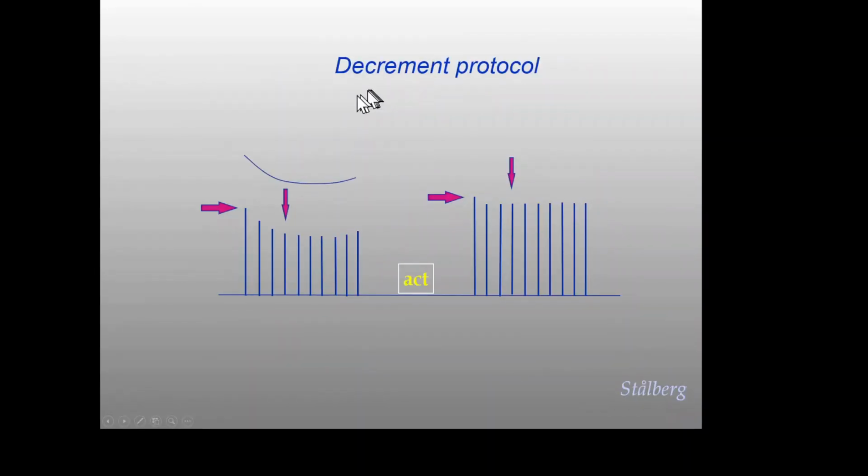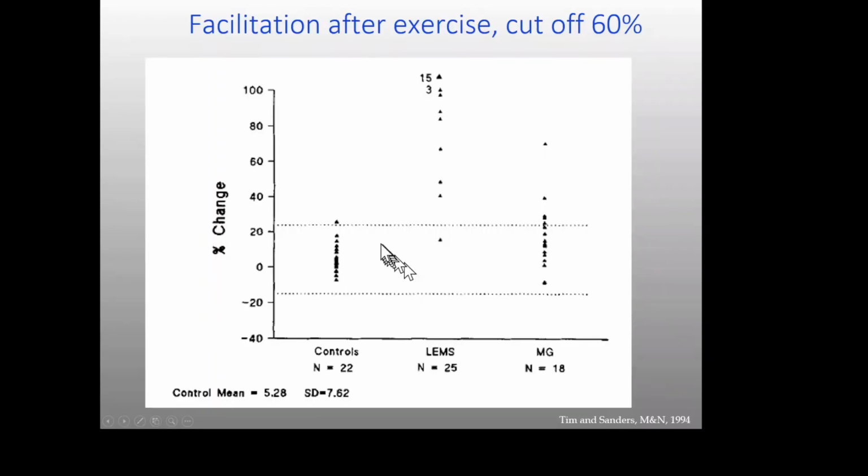So what we measure is the amplitude and the decrement before and after activation. The facilitation is an interesting phenomenon. Here in the normal muscle, we may see a facilitation or an increase in amplitude up to 20%. Usually it's much less. And this is partly a technical artifact and partly ionic changes in the muscle fiber rather than in the neuromuscular junction.